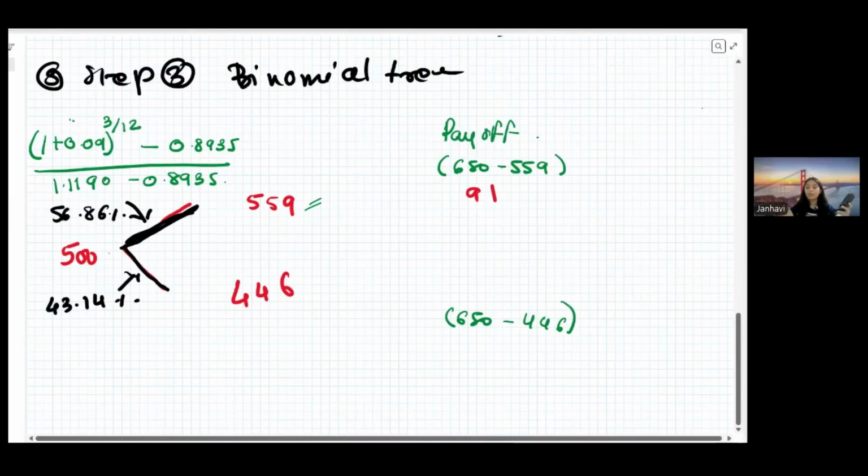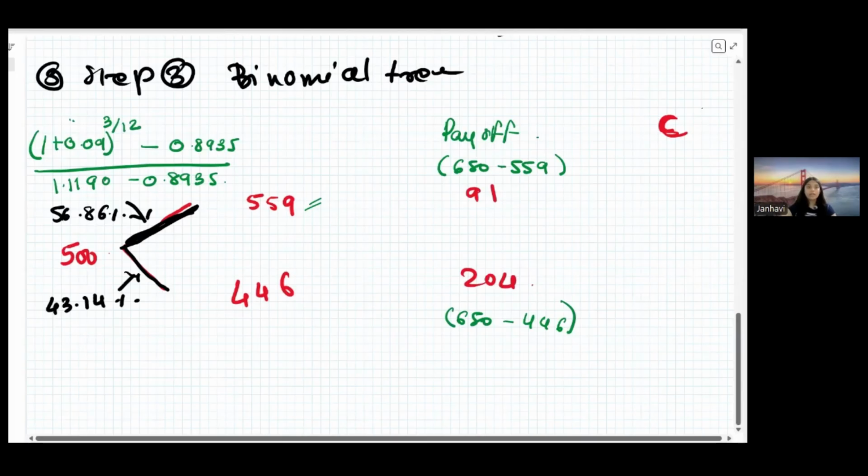So 446. So 650 minus 446 will give us 204. 204 is the payoff that we'll get if the price goes to 449. Now we need to calculate a number here. Let's just name it as C, okay? Row C.